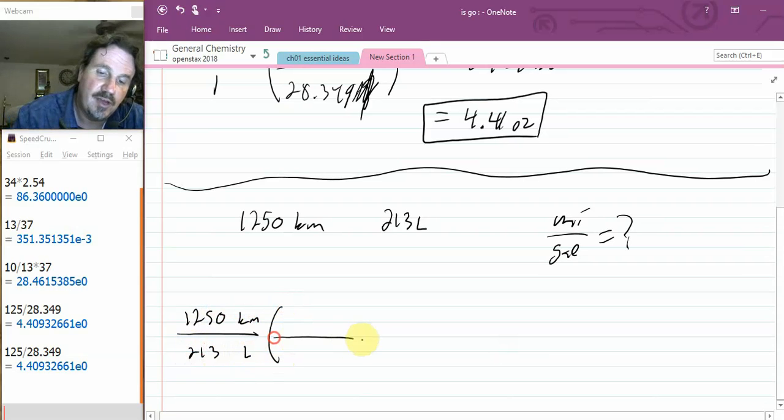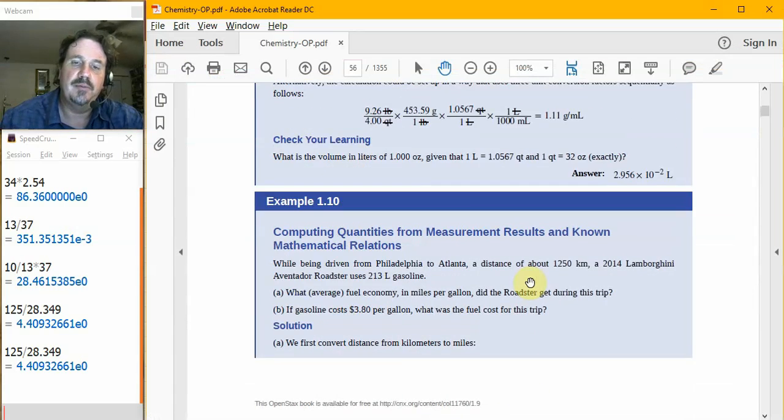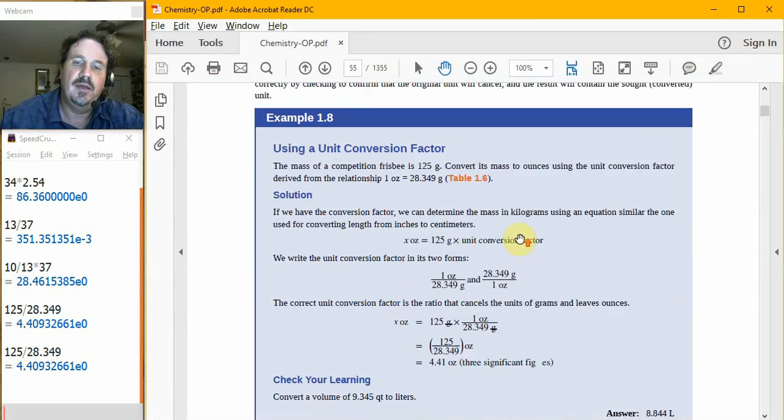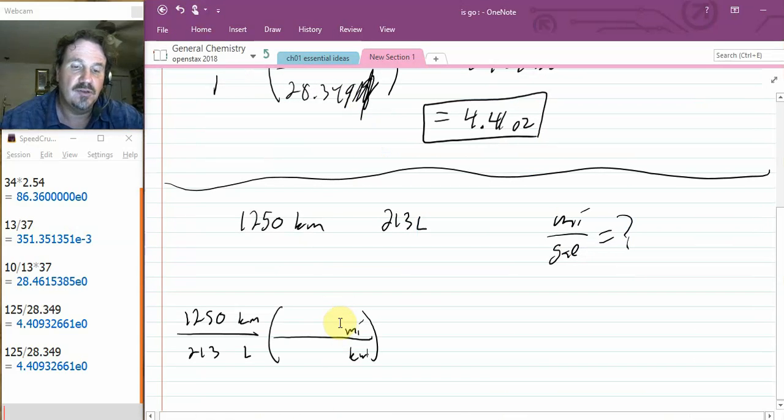All right, we do that the same way as always. Kilometers to miles. Notice I put the kilometers in the bottom, so it's going to cancel, and miles, therefore, will not cancel on the top. Let's go back to our table and see if we have anything on the length for miles and kilometers. And there you go. 1 kilometer is 0.62137. So let's go ahead and write that down here.